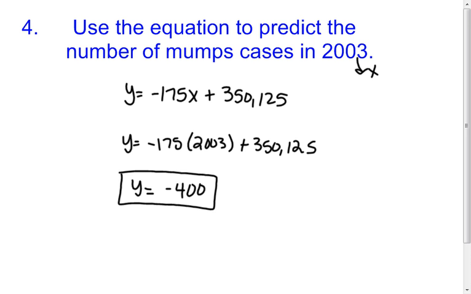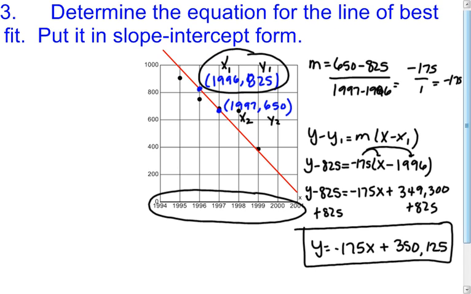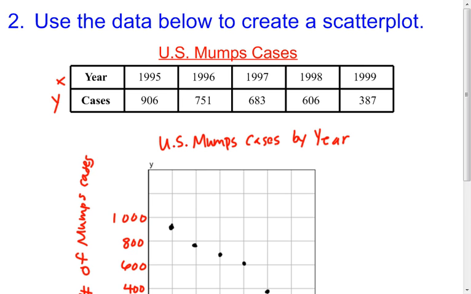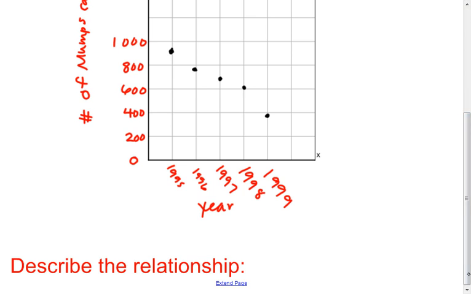Okay, if I go back to this other one back here, and I ask you to describe the relationship. In this case, my years are increasing as I move to the right. So as I move to the right, years increase.